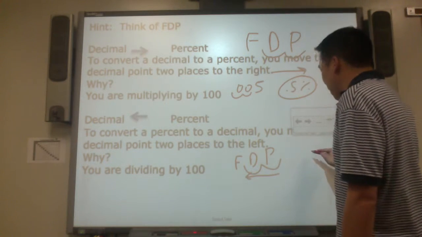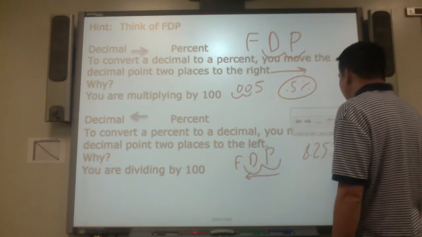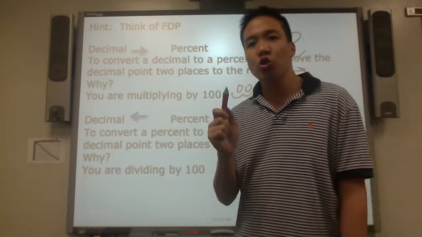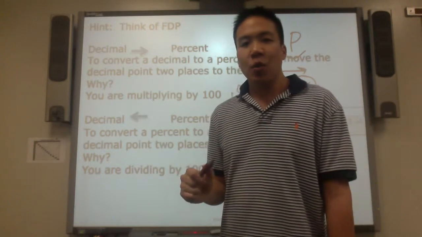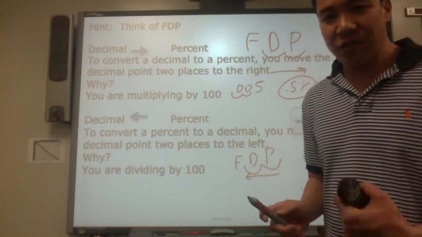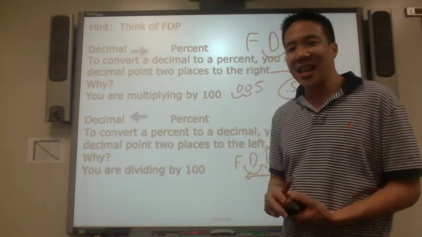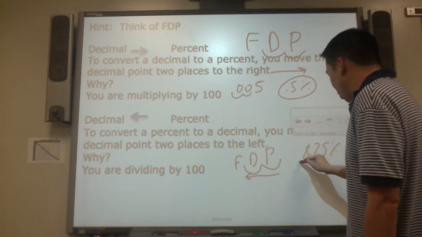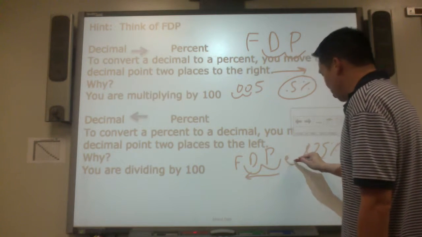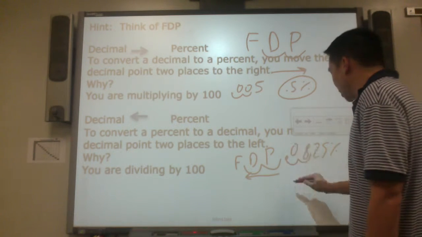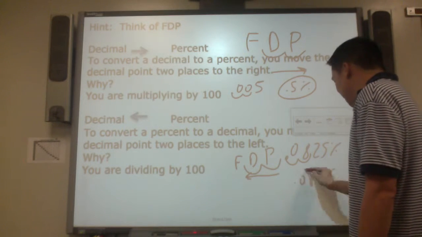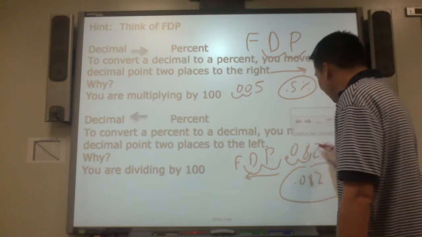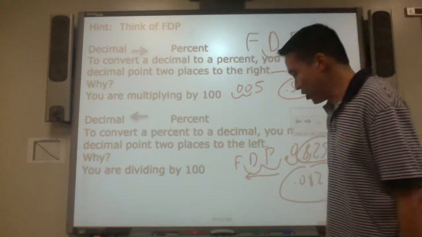For example, the tax rate in the Houston area is 8.25%. What is the decimal equivalency? Because to find the decimal, you'll be able to find the taxes. So I moved the decimal 2 places to the left. 1, 2. What goes in this empty placeholder is 0. So the decimal equivalency is 0.0825 for 8.25%.